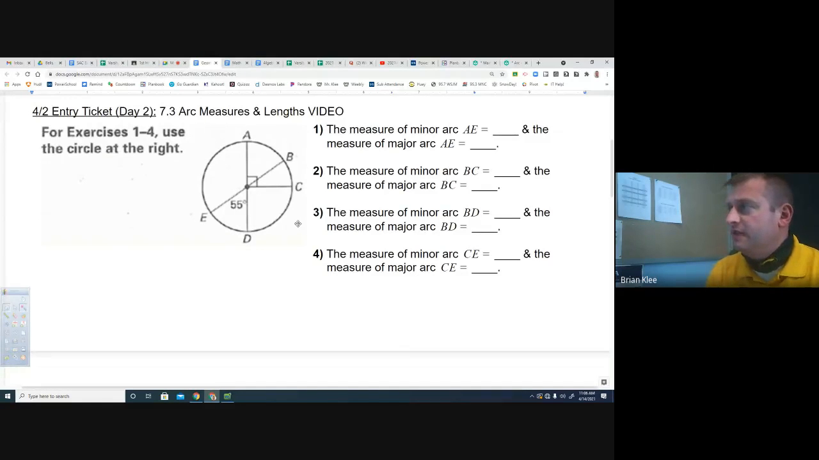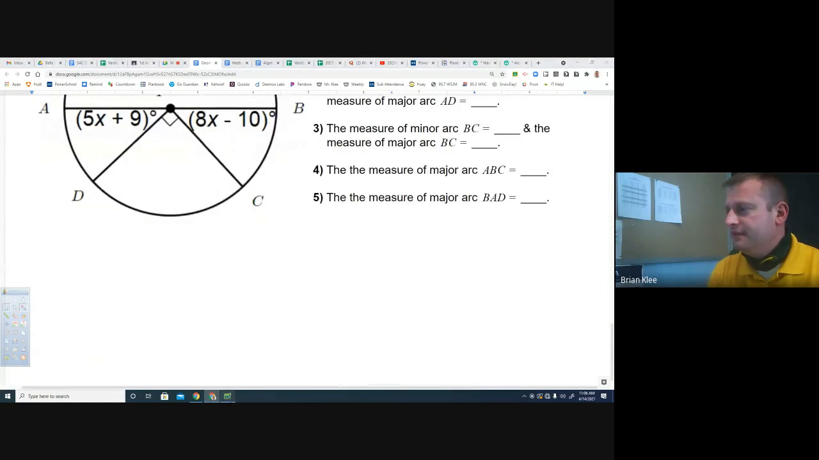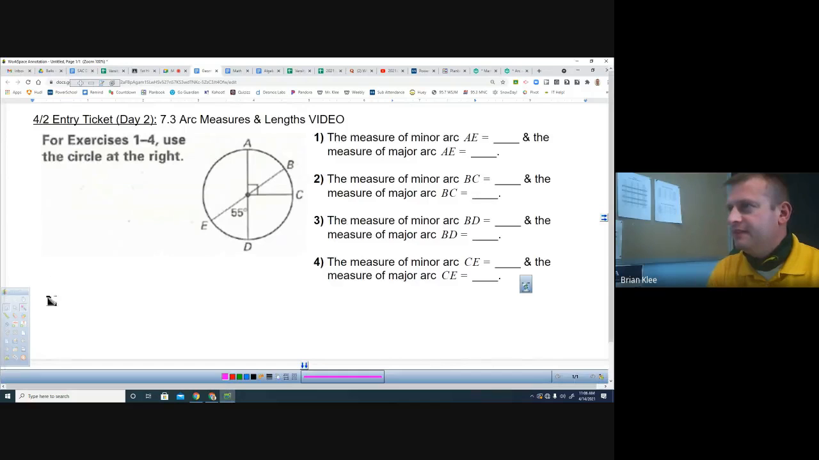Okay, so the learning target is finding measures of arcs. And what we'll be doing here is using the given information to find the missing arcs. And arcs are ultimately arc AE.